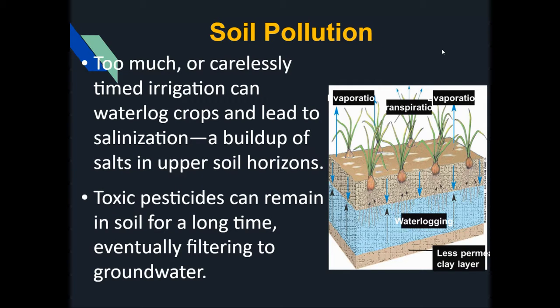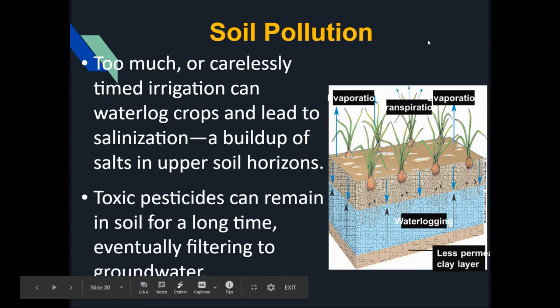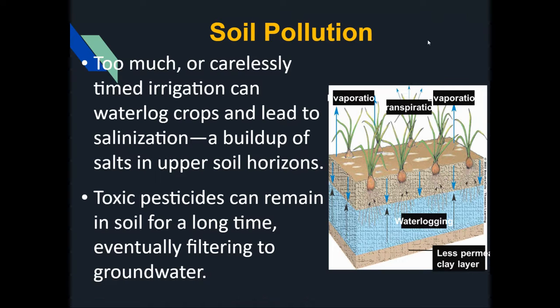Soil pollution. Too much or carelessly timed irrigation can waterlog crops and lead to salination, a buildup of salts in upper soil horizons. Toxic pesticides can remain in the soil for a long time, eventually filtering to groundwater. So these are two common forms of pollution in the soil if proper management techniques are not used.